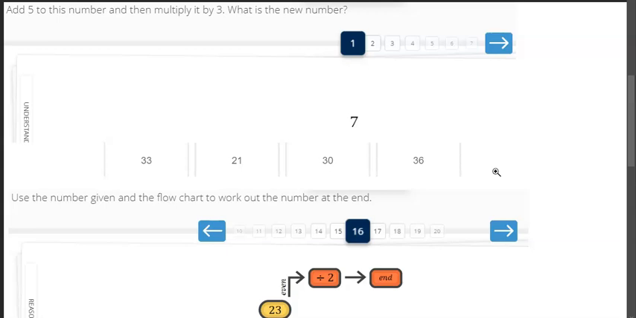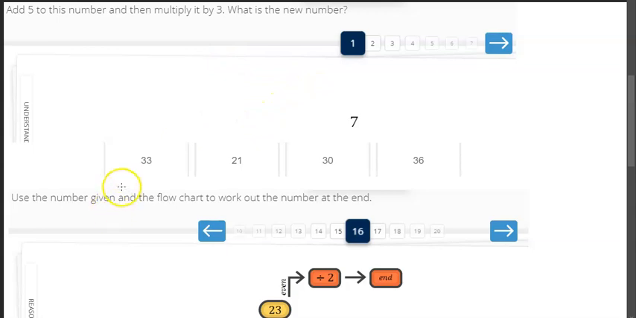Now I've gone ahead and grabbed only 2 examples for this one because this is a relatively simple skill. But the 2 main ones that I want to indicate, this is the first question, and what we're going to do is, the question says, add 5 to this number and then multiply it by 3. What is the new number?